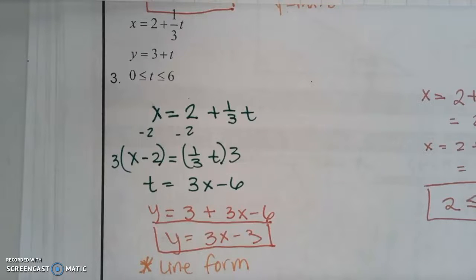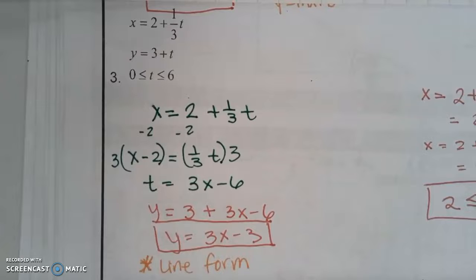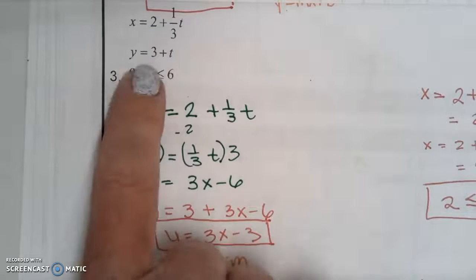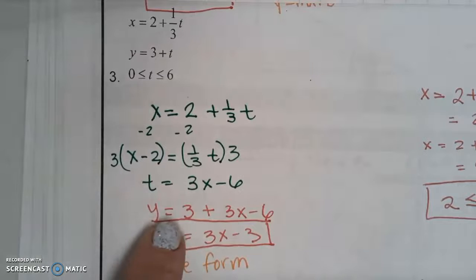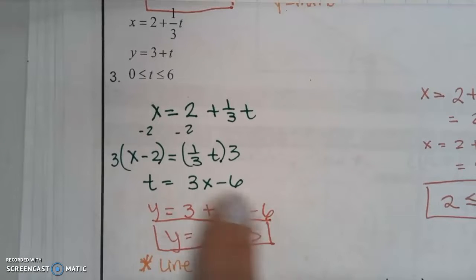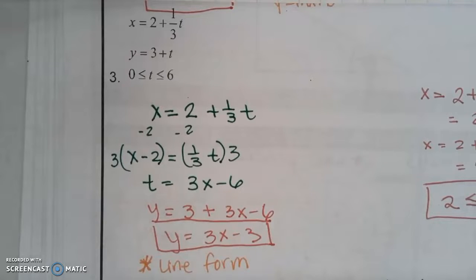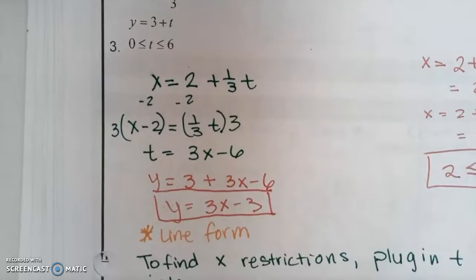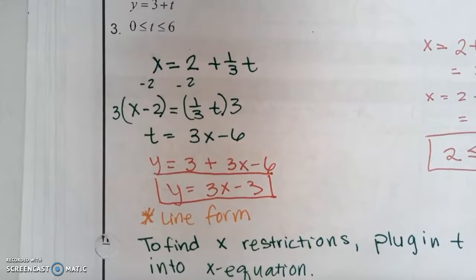And then obviously the 1/3 and the 3 will cancel, leaving us with just the t. And then over here, we've got to distribute. You probably need to distribute on almost all of them. So 3 times x is obviously 3x. 3 times -2 is -6. Okay? Once you get the t by itself, you're going to substitute it into the other equation that you didn't use. Okay, so we didn't use the second one, which was y equals 3 plus whatever t was equal to, which was 3x minus 6.